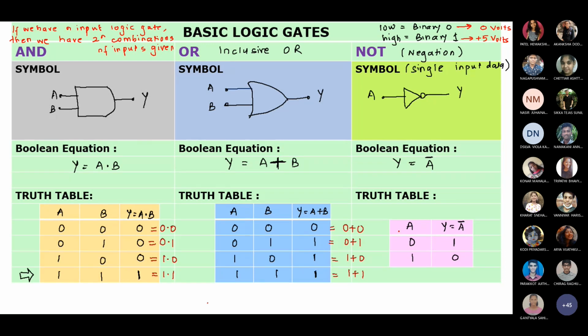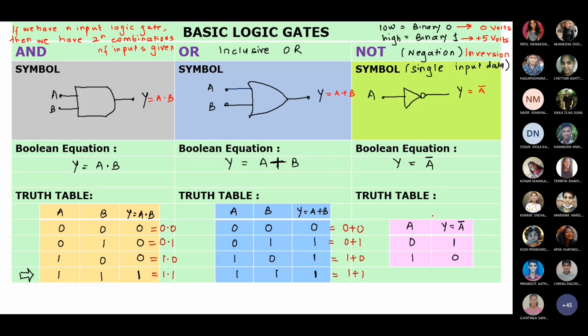The last basic logic gate is NOT. NOT stands for negation or inversion operation. The symbol of NOT is a triangle with a bubble in front of it. A is the input to the NOT gate, and then we have output Y. Ahead we can also write the Boolean expression. For AND it is A dot B, for OR it is A plus B, and for NOT it is A bar, because it gets complemented. So the Boolean expression of NOT is Y equals A bar.